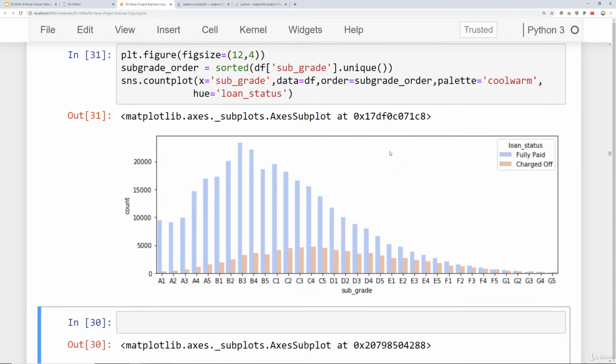And then you get that plot. So lots of information here that we can deem just from the visualization. And clearly, these worst grade categories, it looks like the charged off rate is almost the same as the fully paid rate. So it might be worth investigating if it's even worth giving people loans if we're going to grade them a G or an F.